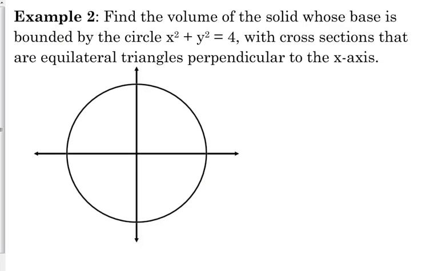Okay, let's look at example 2. Find the volume of the solid whose base is bounded by the circle x squared plus y squared equals 4 with cross sections that are equilateral triangles perpendicular to the x-axis.